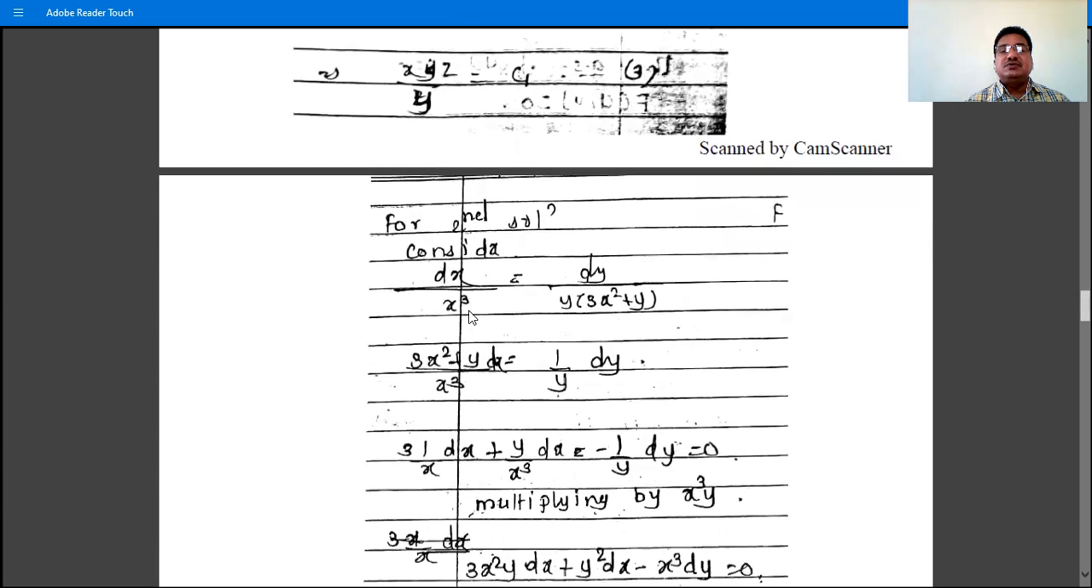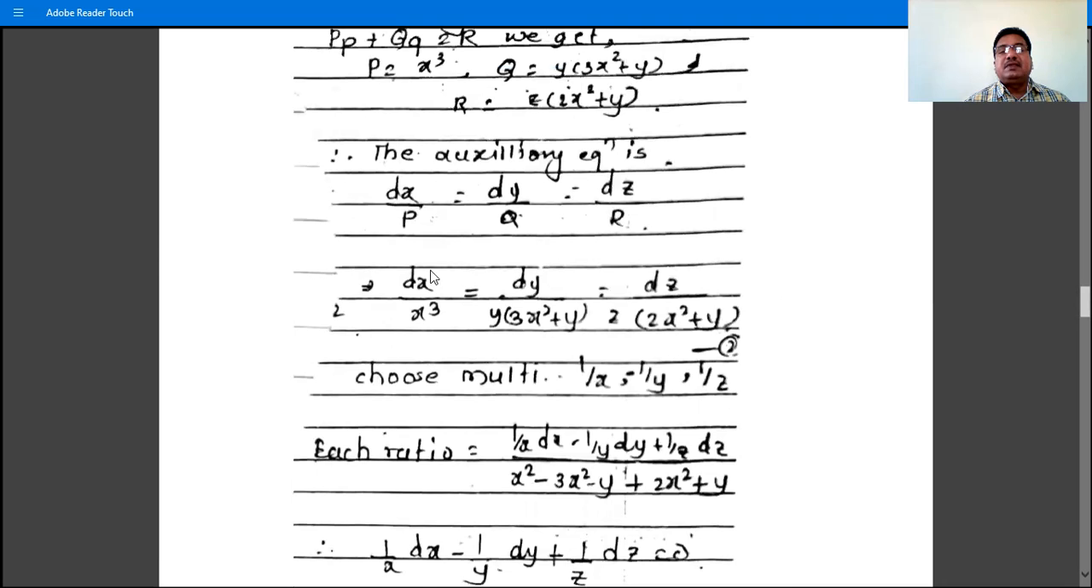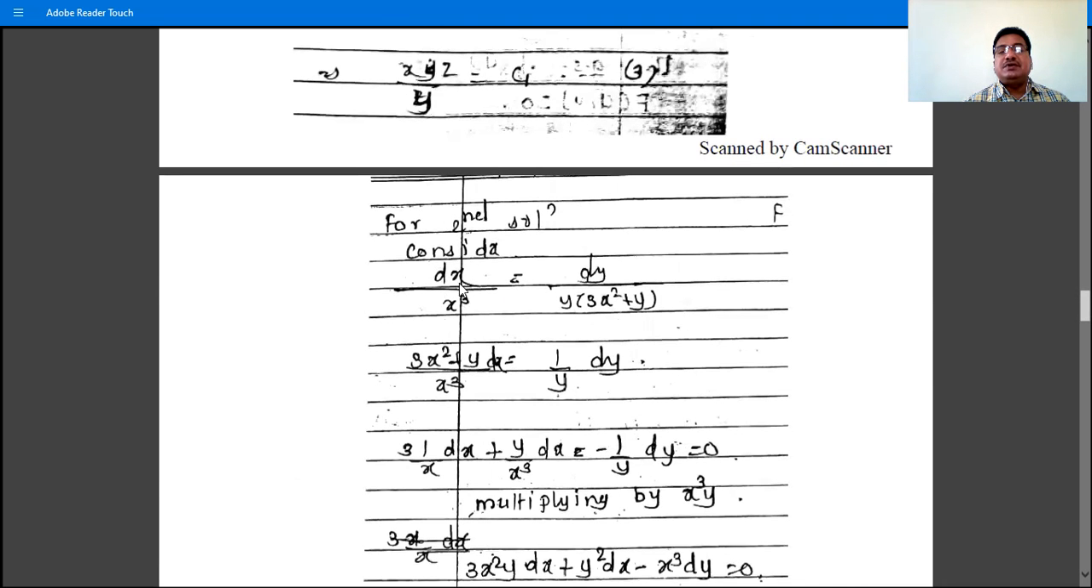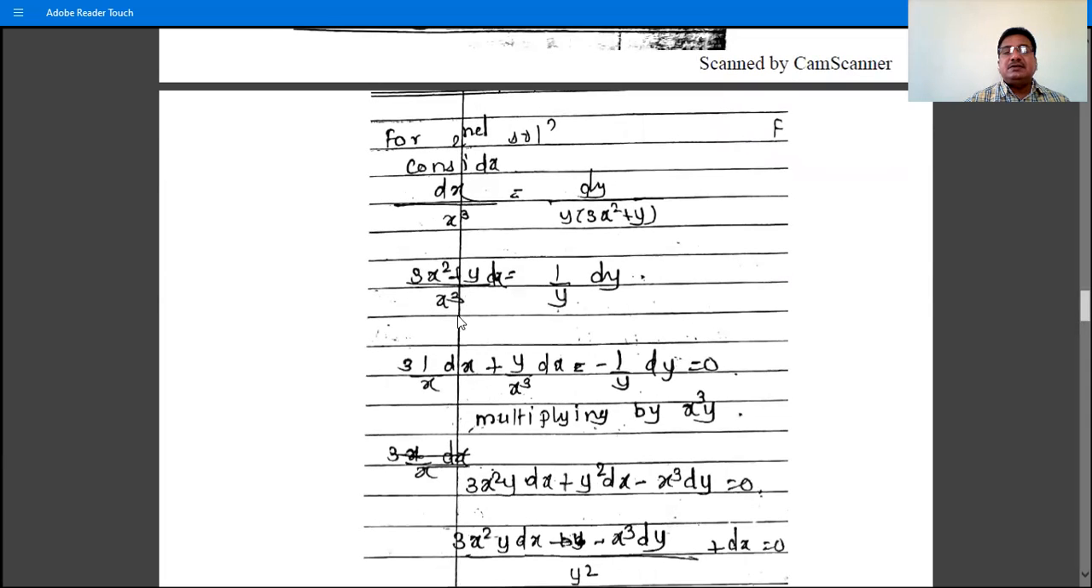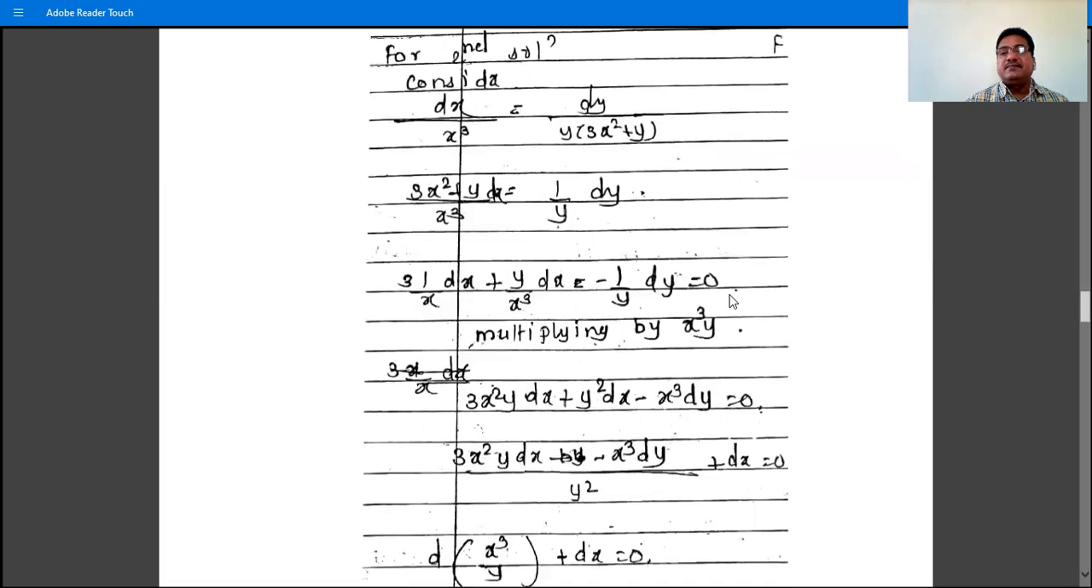For the second solution, consider the first two ratios, that is dx by x cube and dy divided by y in bracket 3x square plus y. So z is absent in these two. So we have, after simplification, shifting this 3x square plus y to the right side, divided by x cube into dx is equal to 1 by y dy. After dividing by x cube separately, we have 3x square by x cube is 3 by x dx, plus y by x cube dx minus 1 by y dy is equal to 0.